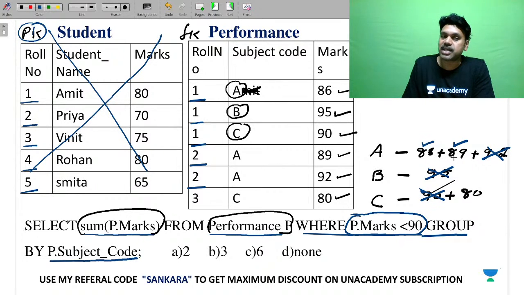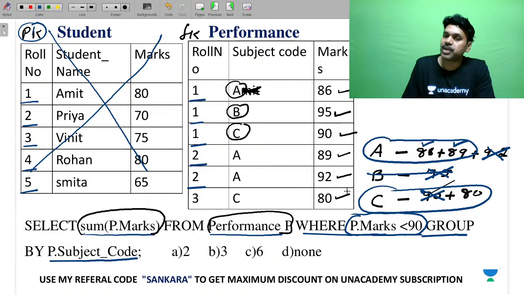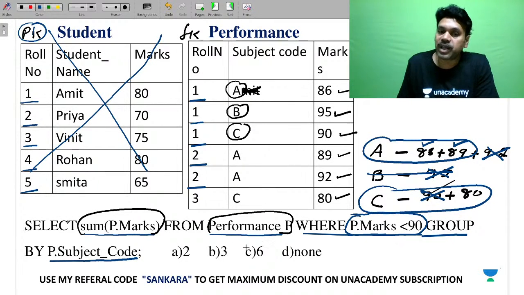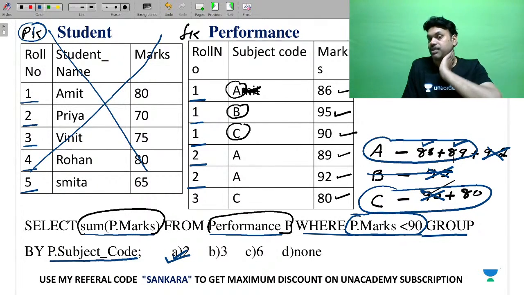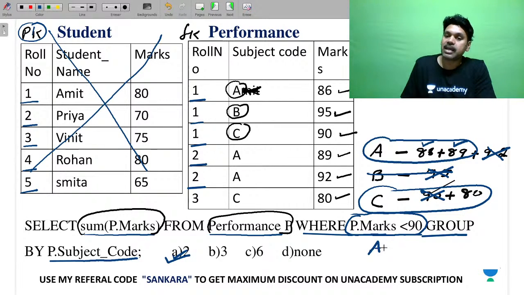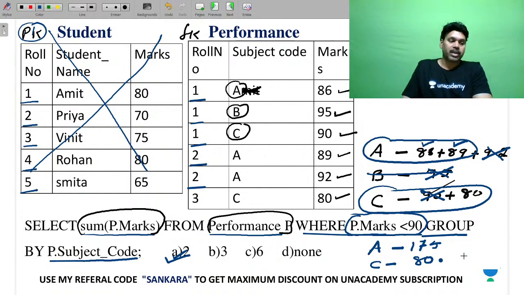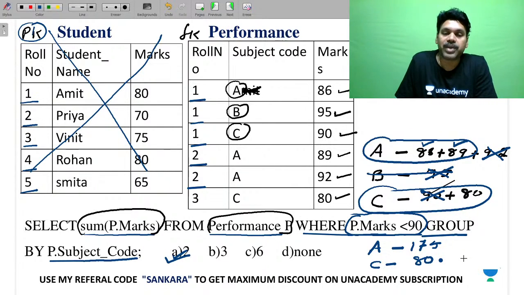Finally, what is your answer? 86 plus 89, please understand, is one group. B is not going to come anyhow because the marks are not satisfied. And C is going to get one group. Finally, you will get only two rows. What is A? A is 86 plus 89, so 160 plus 15, that is 175. Your answer is A with sum of marks 175, and C altogether is 80. Clear, friends?